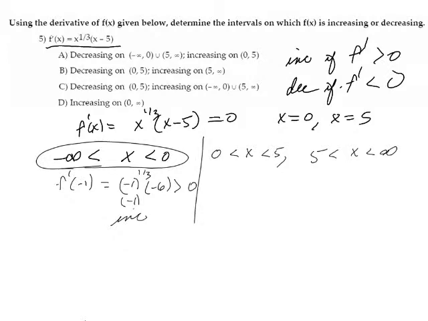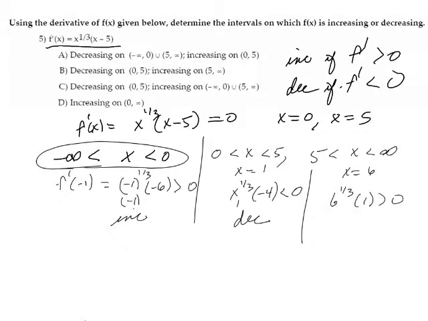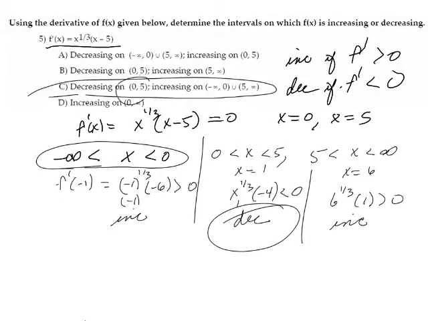And then a good point to check is x equal 1, so x to the 1/3 times minus 4 is less than 0, because that's 1 to the 1/3 times minus 4, so it's decreasing. And then finally, let's check x equals 6, and we have 6 to the 1/3 times 1 is more than 0, so it's increasing. So looks like the answer is C, decreasing 0 to 5, and then increasing minus infinity to 0 and 5 to infinity.